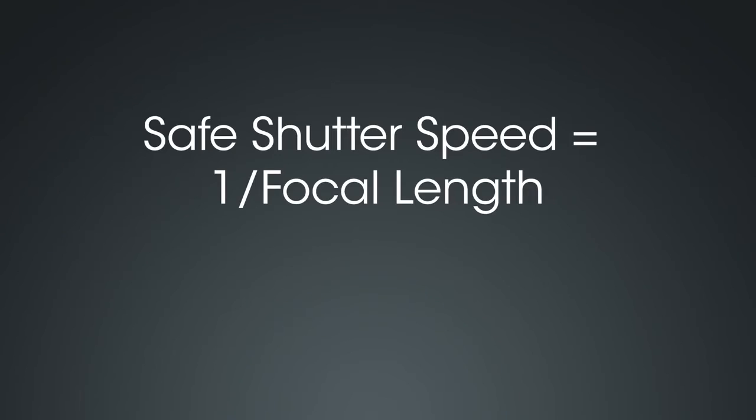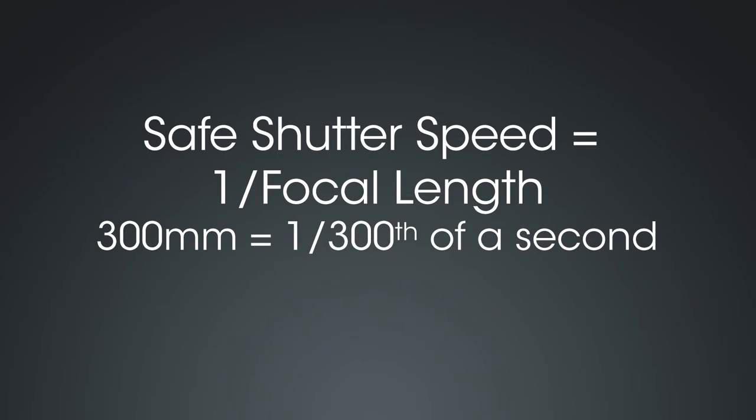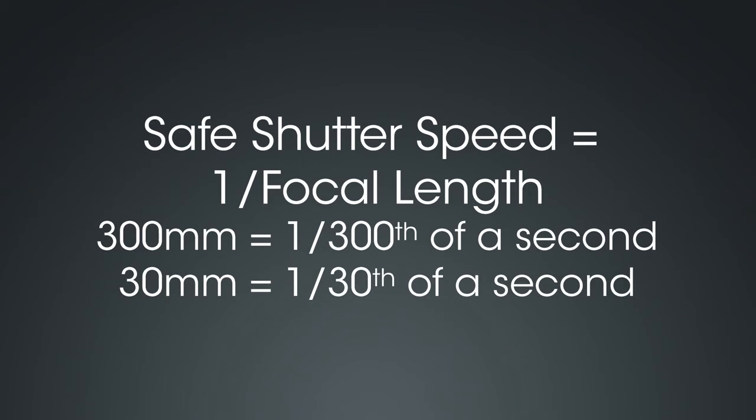A helpful rule of thumb is to set your shutter speed to 1 over the focal length. Confusing? Let me explain. If the focal length on your lens is 300 millimeters, for example, you should set your shutter speed to at least 1/300th of a second. If the focal length is 30 millimeters, you might get by using a shutter speed as low as 1/30th of a second.